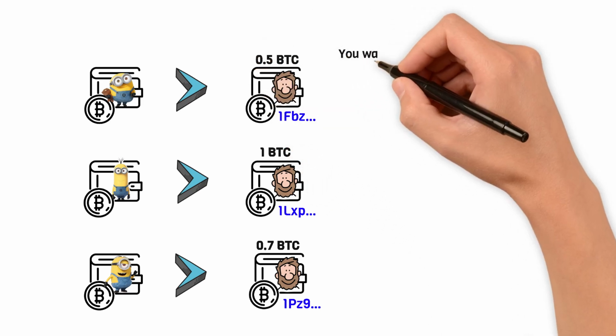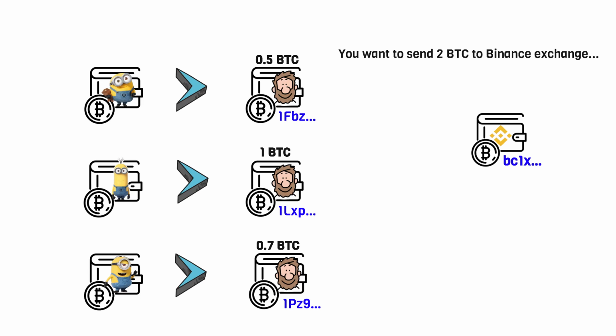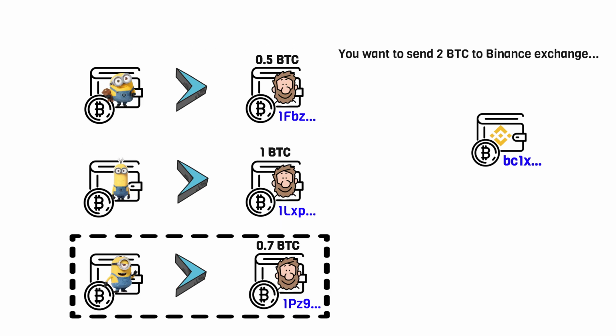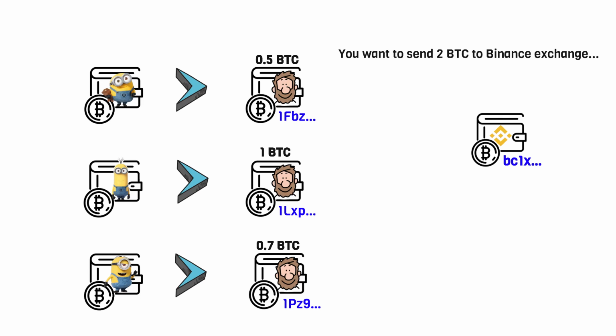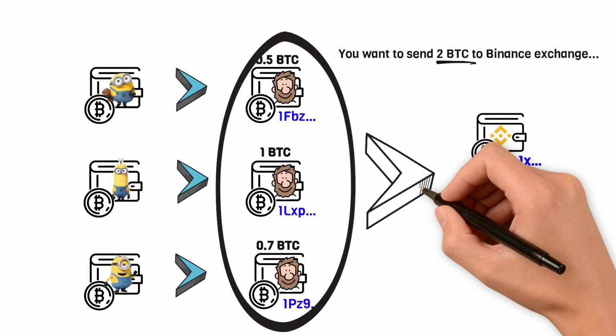Now, let's say you want to send 2 Bitcoin to Binance. You don't have a single 2 Bitcoin bill, so your wallet simply adds together enough Bitcoin bills from previous transactions to cover the transfer. In this situation, your wallet needs to reach at least 2 Bitcoin, so it combines all 3 Bitcoin bills you received from Bob, Kevin, and Stuart.